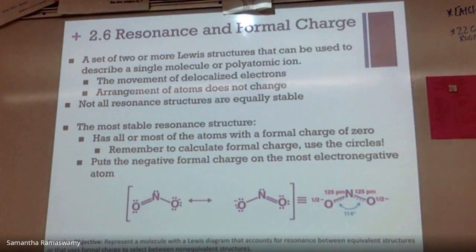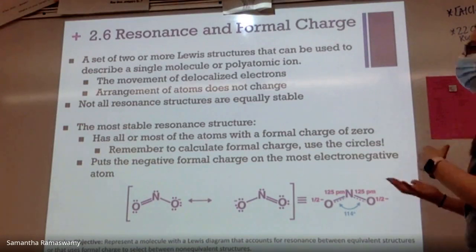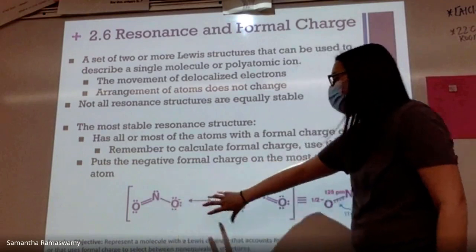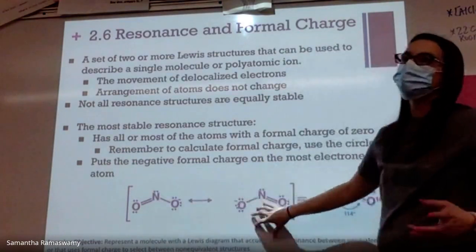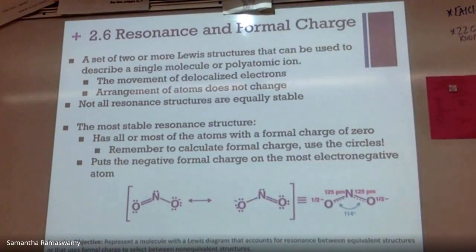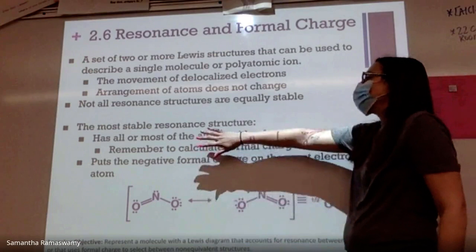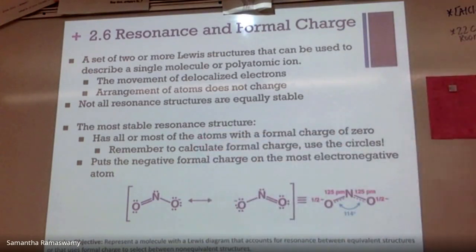Now, sometimes we draw a structure and we're not sure which one might be the best. Now, both of these are resonance structures. We don't have any other way to draw this. We looked at an example of carbon dioxide when we looked at formal charge. When we're looking for the best structure, we want all or most of the atoms with a formal charge of 0. If you have to have a formal charge, it puts the negative formal charge on the most electronegative atom.